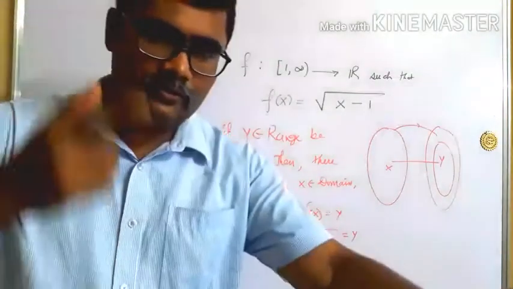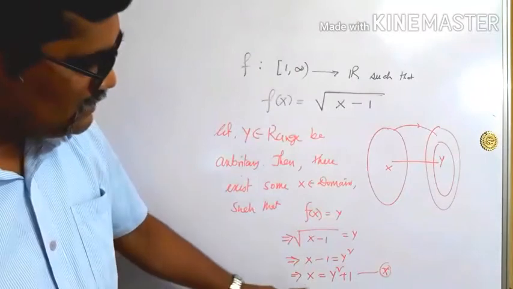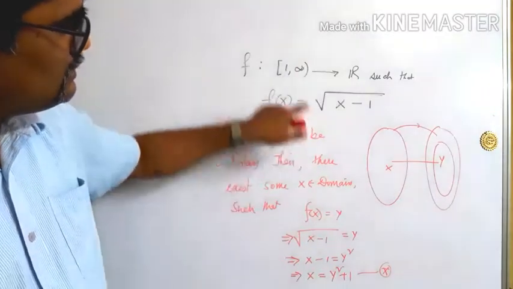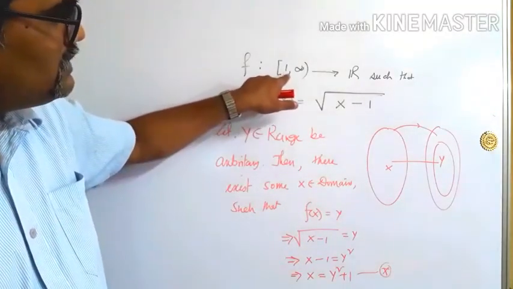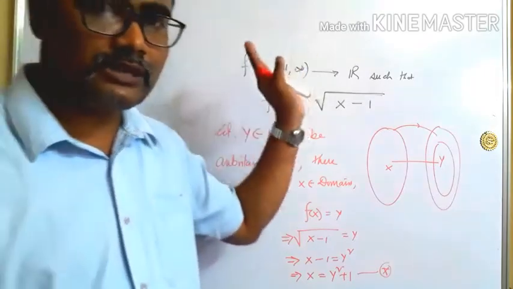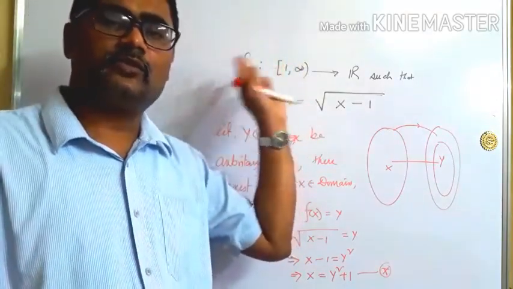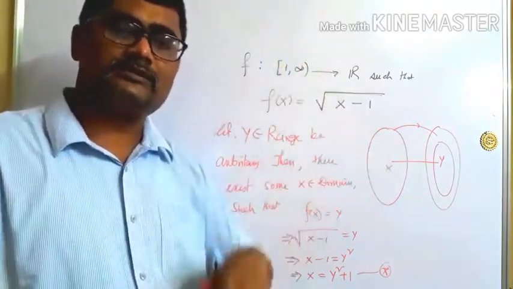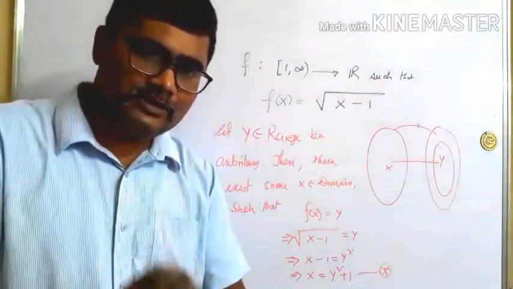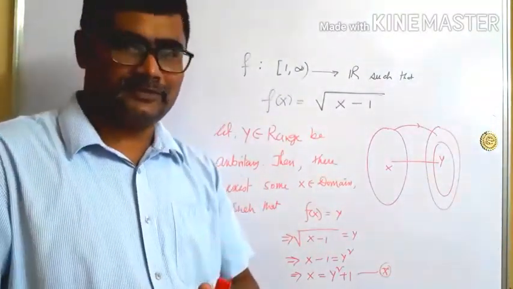Now you have to observe. What was x? Some real number which is greater than 1. It should not be less than 1. Now just try to observe.